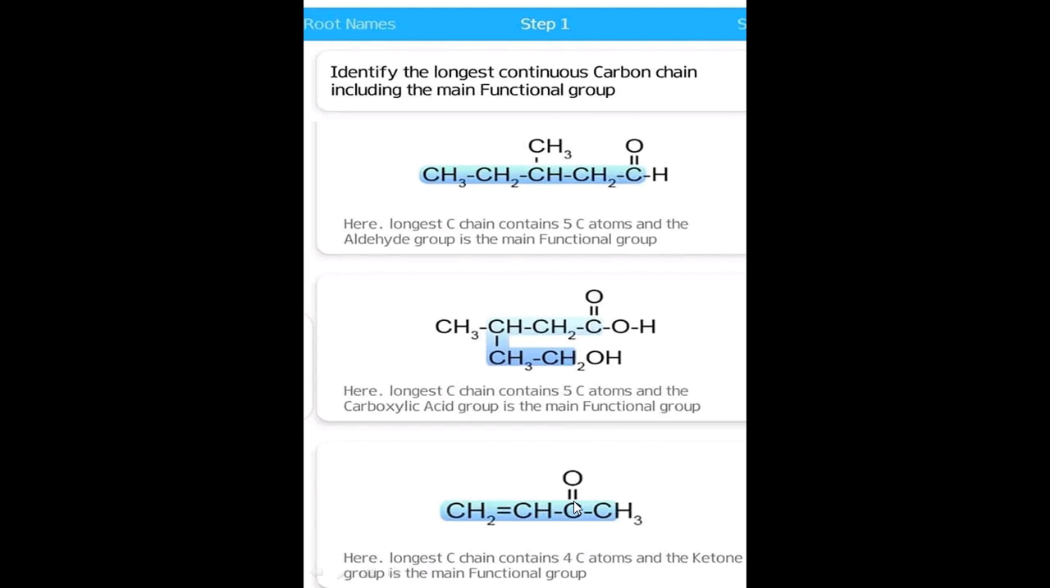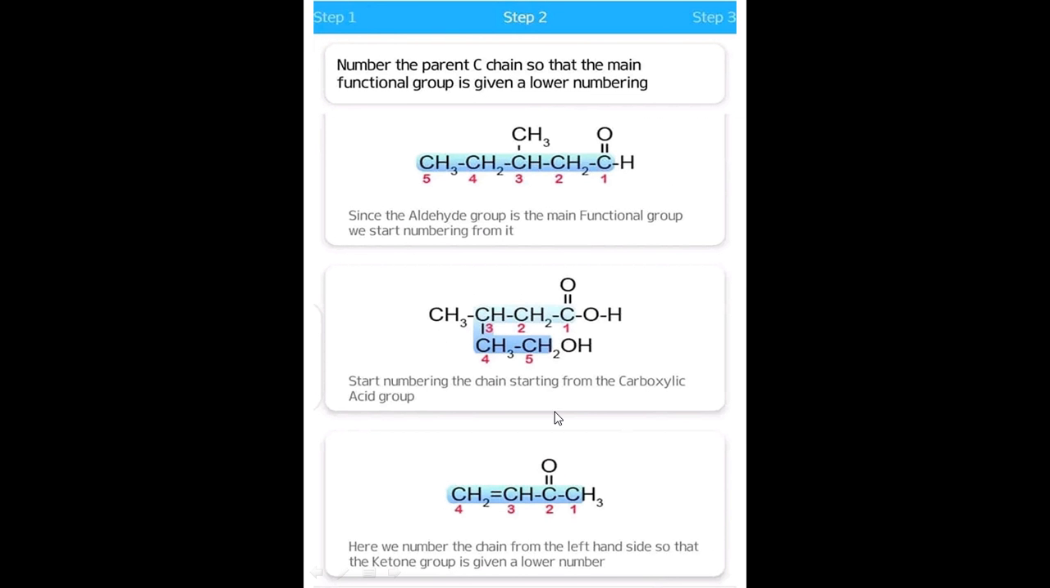Let's take this one. Here we have two functional groups. We have an alkene functional group and a carbonyl functional group, which is a ketone. So the chain containing the dominating functional group here is this chain, which contains the ketone, and it is highlighted. Next, you number all the carbons that are in the main chain.